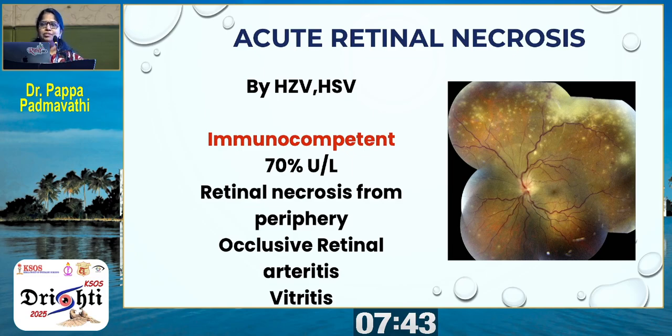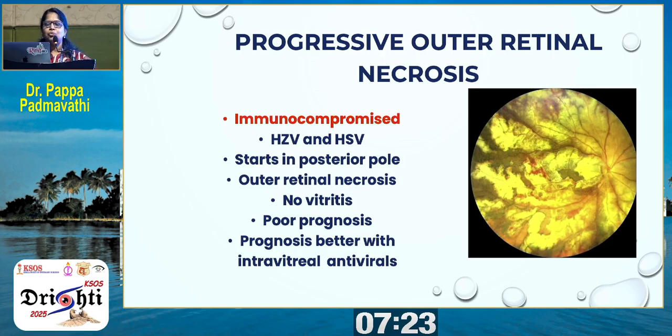The retinal necrosis starts from the periphery and spreads in a circumferential manner and causes occlusive retinal arteritis, and severe vitritis will be there. The prognosis is good if you treat early with intravenous antivirals, but 70% of the cases develop retinal detachment. Next is progressive outer retinal necrosis. The difference is that it usually comes in immunocompromised persons. Both HZV and HSV can cause it, and usually it affects the posterior pole and involves the macula.